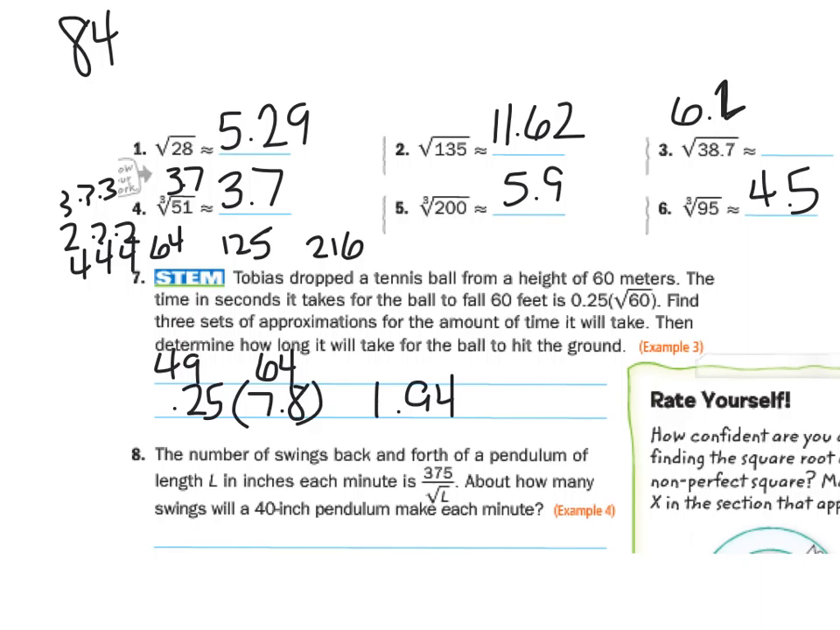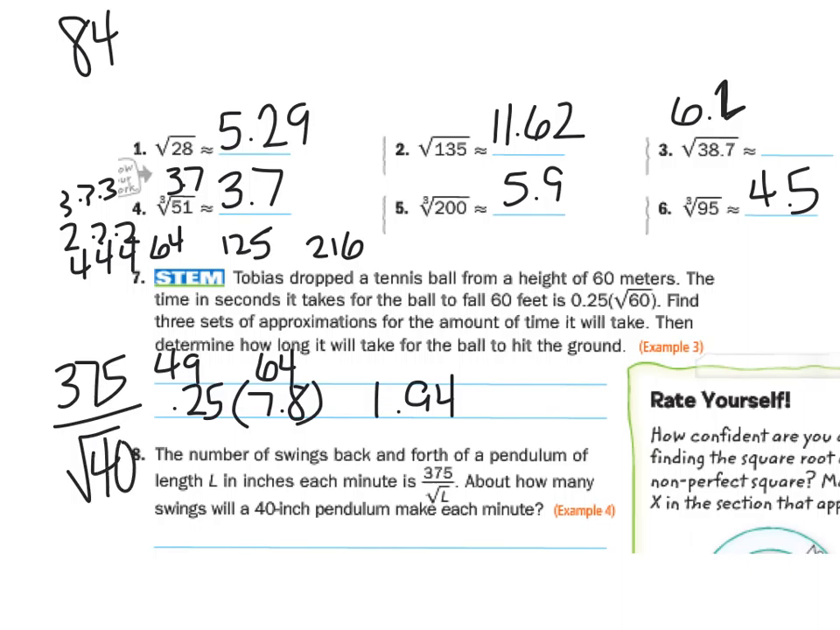Number of swings back and forth of a pendulum of length L in inches each minute is 375 divided by the square root of L. And so it wants to know about how many swings will a 40-inch pendulum make each minute. So L is the length, and they're talking 40 inches. 375 over the square root of 40.